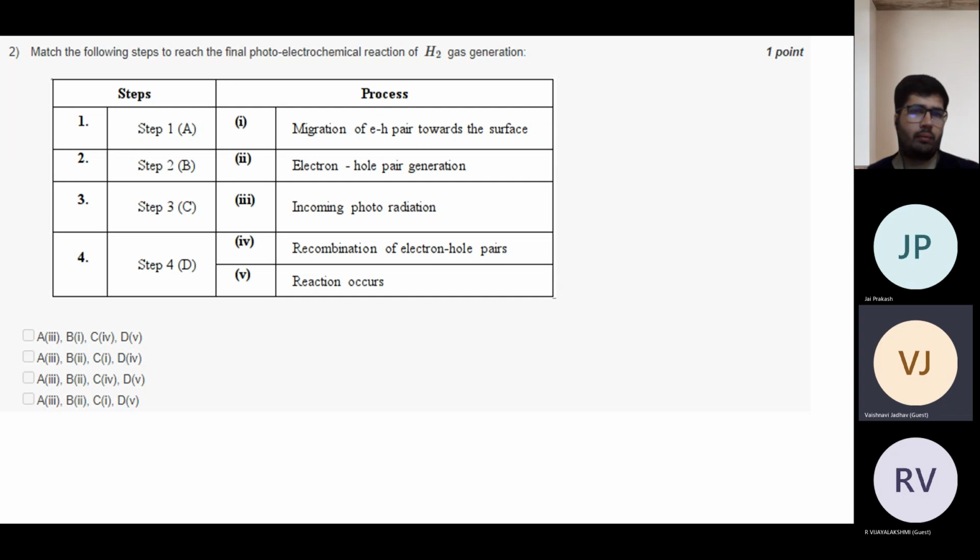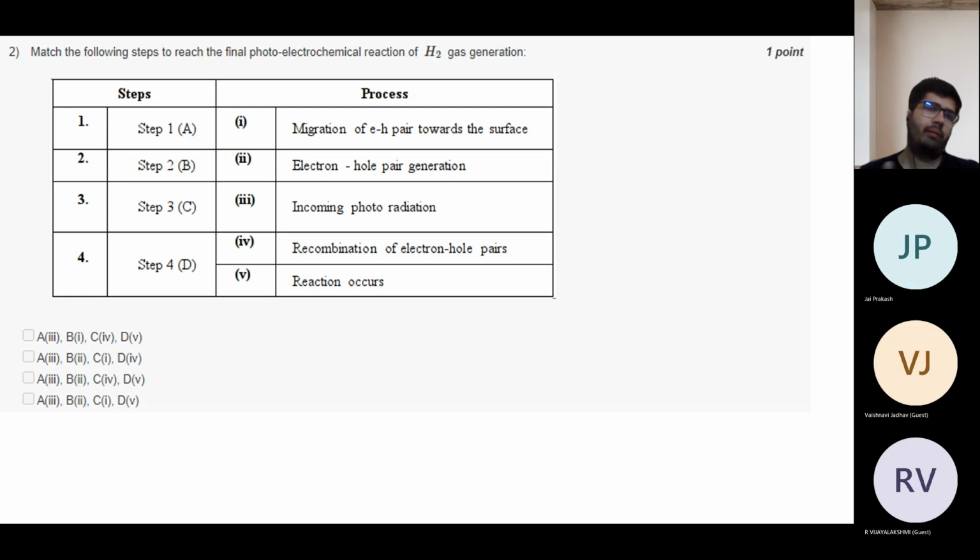Recombination of electron hole pairs. No, actually recombination we try to avoid. We want reactions, okay? Recombination is happening sometimes, but majorly the reaction occurs. If we want these photoelectrochemical reactions to happen, then the reaction should occur. So we have to avoid the recombination. Recombination is like, you can say, the side effect. We don't want it. We want the reaction to occur.